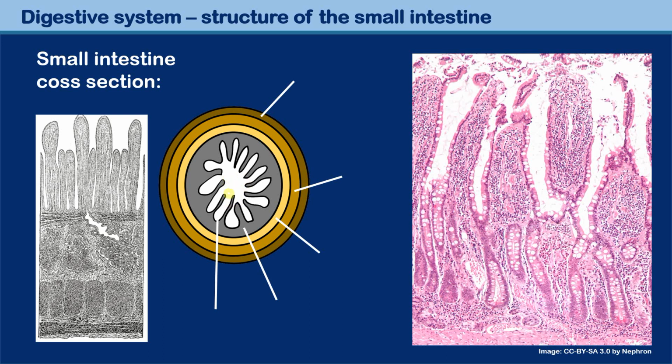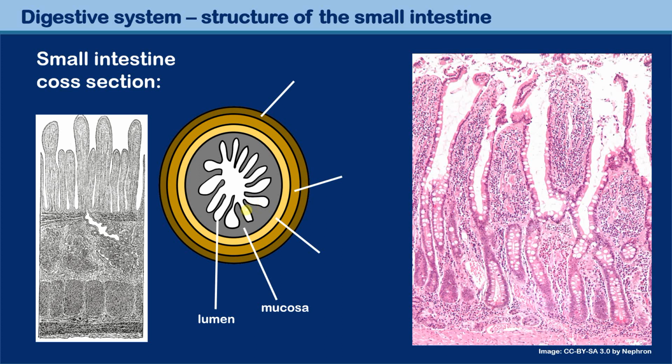The white part here is referred to as the lumen. The lumen is an empty space, and the food to be digested can be found inside the lumen. The next gray part over here is referred to as the mucosa, and you can see that the mucosa has many infoldings to increase the surface area.